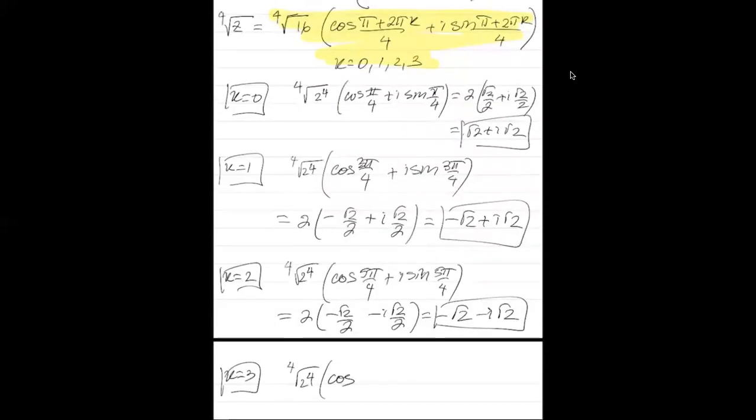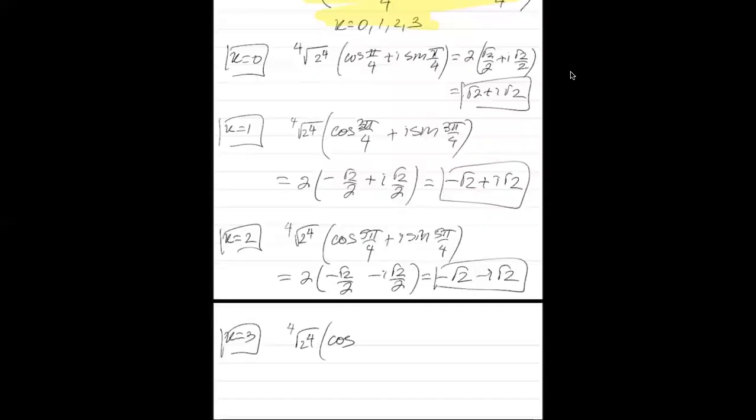And the last one, k equals 3. We're going to have the last root, k is 3. So 7 pi over 4 will be here: cosine 7 pi over 4 plus i sine 7 pi over 4. So you're in the 4th quadrant. So 2 times, cosine here is positive and sine is negative. So root 2 minus i root 2.